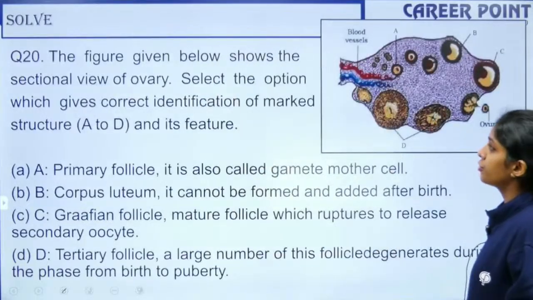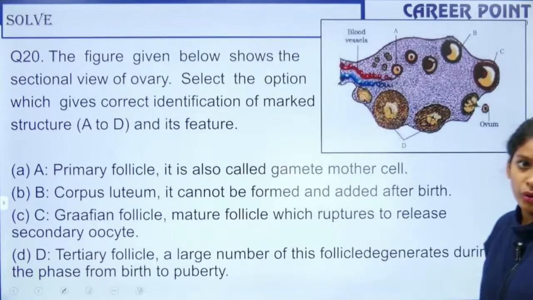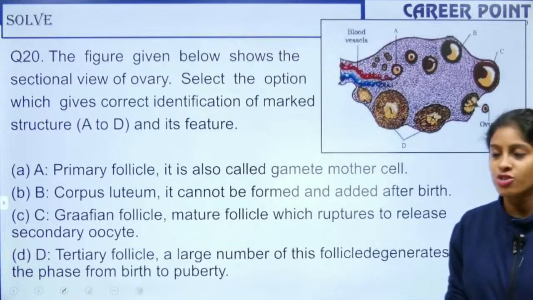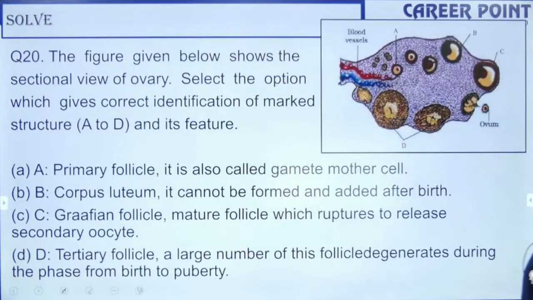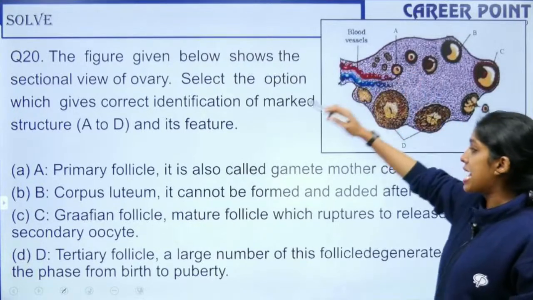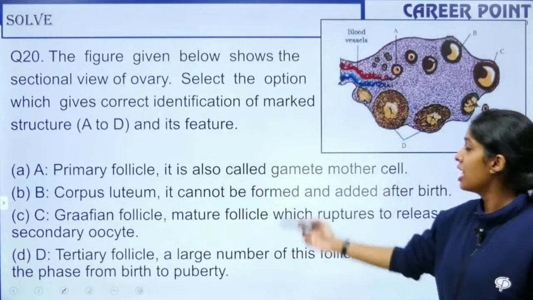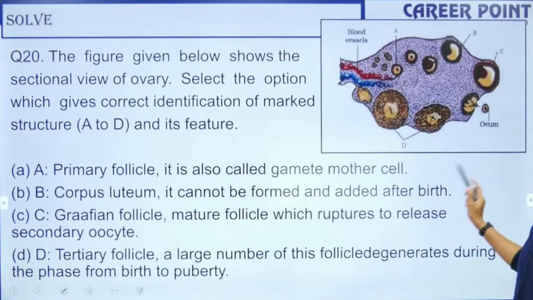The last question for the day, the figure below shows the structural sectional view of the ovary. So select the option which gives correct identification of the marked structure A to D and its features. So we have A here. A is primary follicle. It is also called as a gamete mother cell. B is the corpus luteum. So it cannot be formed and added after birth. So this is definitely wrong.